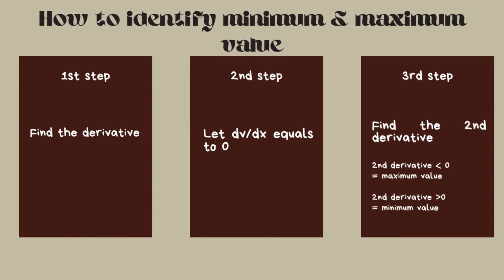So how do we identify minimum and maximum value? For the first step, we have to find the derivative. The second step, we need to let dv over dx equal to 0. And the third step is we have to find the second derivative. If the second derivative that we get is less than 0, it shows that it is a maximum value. But if the second derivative is more than 0, it shows that it is a minimum value.